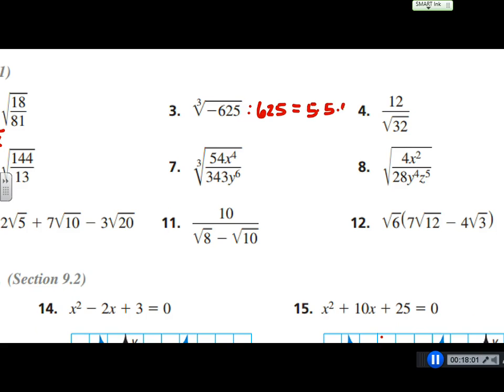Question, did you guys figure out there are 4 5s? Yeah.